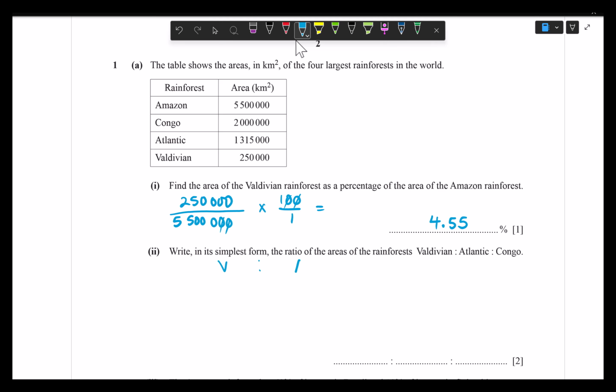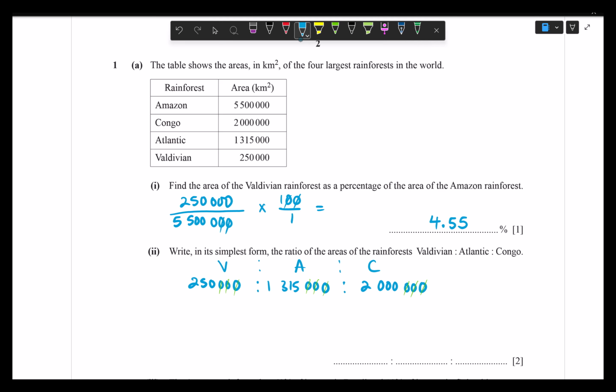Part 2, write in its simplest form the ratio of the areas of the rainforest, Valdivian, Atlantic, and Congo. So we have Valdivian, Atlantic, and we have Congo. Valdivian has got 250,000, Atlantic has got 1,315,000, and Congo has got 2 million. And what we're going to do is to cancel these zeros. Now we're left with 250 for Valdivian and 1,315 for Atlantic and 2,000 for Congo. And I'm going to look for the highest common factor of these 3 rainforests.